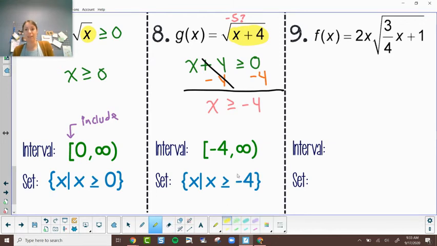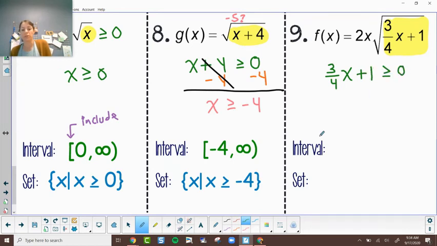All right, the next one looks a little intimidating, but I think we're going to be fine because again, all I care about is underneath. The outside's not going to affect it. It's just the root. I have to be sure it's all above 0. So that's what we just have to be careful of. So I'm going to do 3/4 x, and then I have +1. Restriction has to be greater or equal to 0.